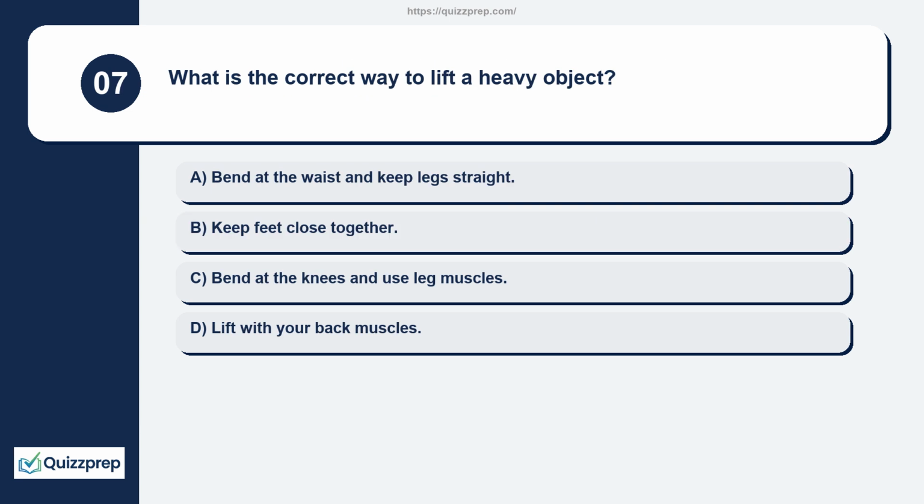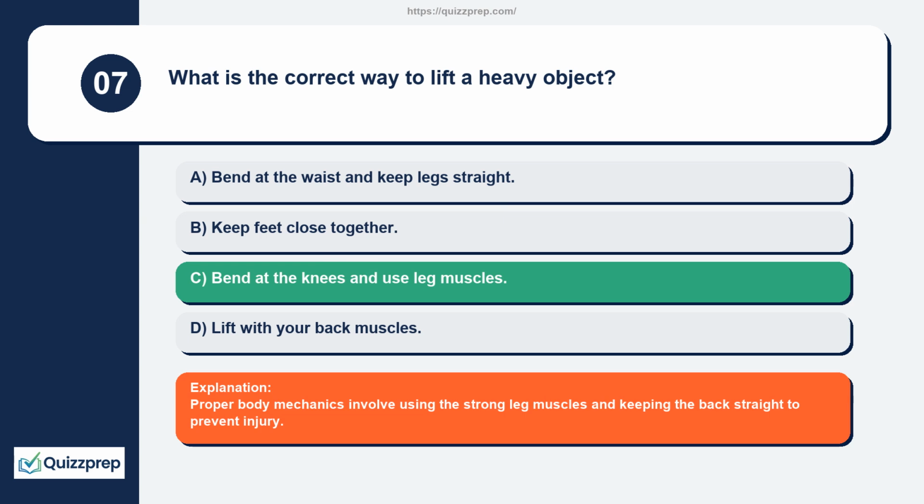Question 7. What is the correct way to lift a heavy object? Bend at the waist and keep legs straight. Keep feet close together. Bend at the knees and use leg muscles. Lift with your back muscles. Proper body mechanics involve using the strong leg muscles and keeping the back straight to prevent injury.